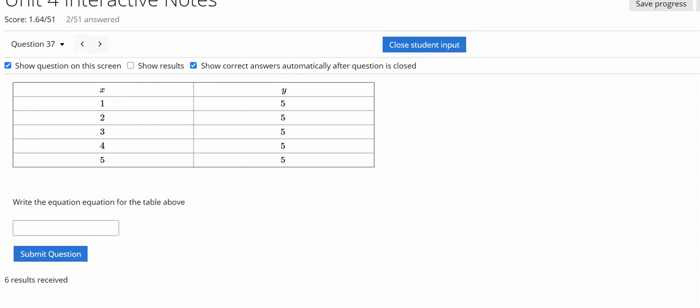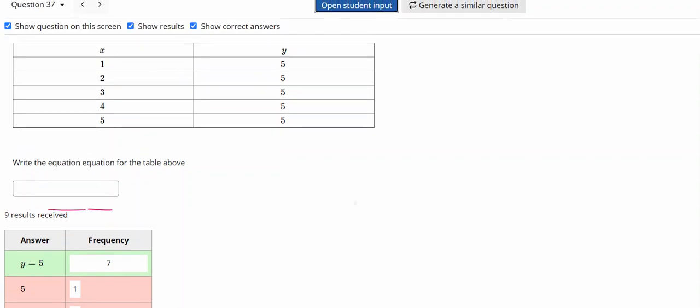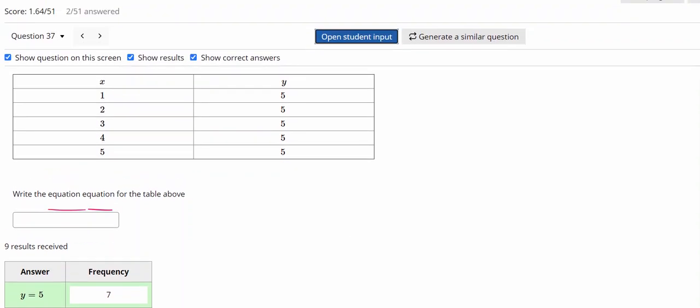So on this one, you have to write the equation for the table above. So yeah, y is equal to 5, right? So make sure I like that. And then with this one, y is equal to x minus 5. It's just going to be y is equal to just some number when we're dealing with horizontal and vertical lines. So let's actually just look at this one a little closer, right? So this is saying y is 5, right, everywhere.